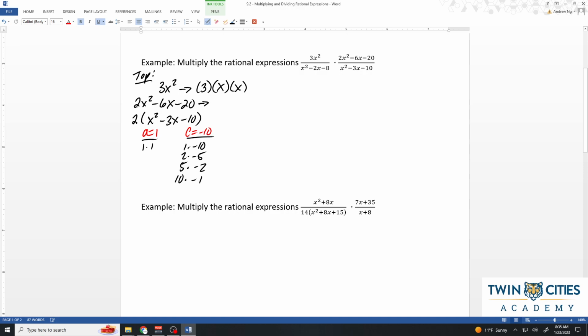This means that 2x squared minus 6x minus 20 will factor to two binomials. 1, 1 means x here, and then 2, negative 5, so plus 2, minus 5. Don't forget, I've pulled a 2 out to the front, so we've got 2 out here as well. That's the top part. Now we'll do the bottom part.